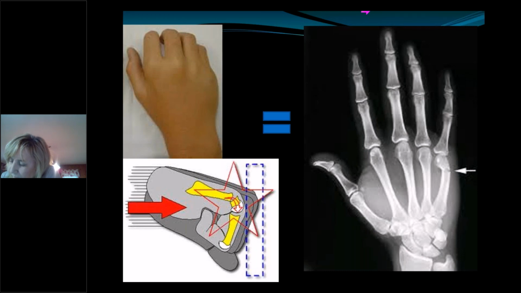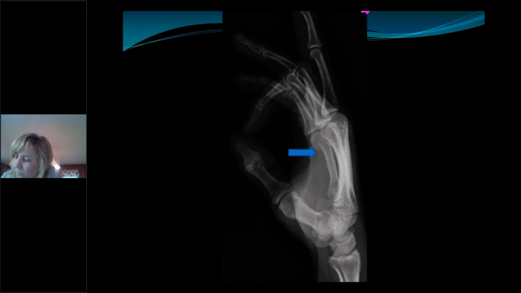This is what a lot of you will hear called boxer's fracture. If you want to use that word, great. Just make sure you're using it appropriately. This is truly a boxer's fracture. Here's another example of a boxer's fracture. Again, this is right at the metacarpal neck, and so that's a pretty typical thing to see, nothing too exciting.